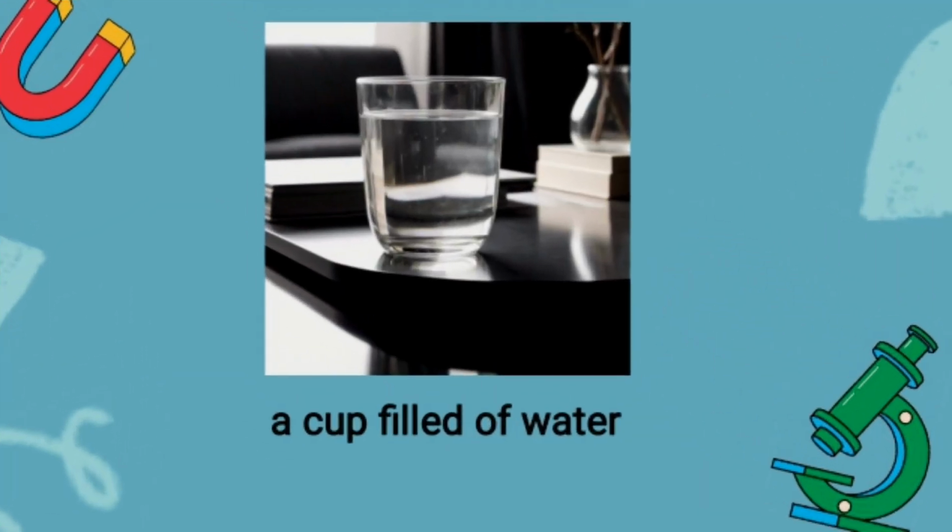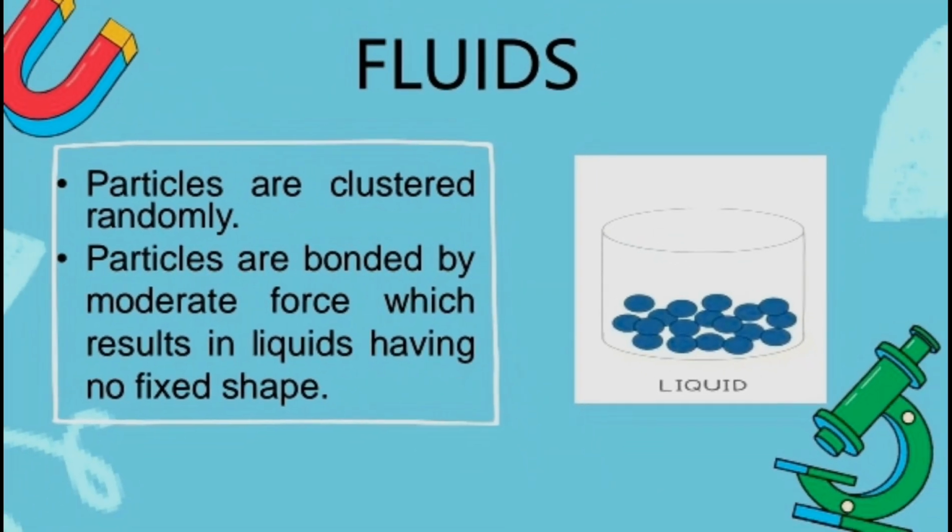Now, let's proceed to fluids. Imagine the cup is filled with water. As we observe, the water immediately takes the shape of the cup. Based on the illustration, in the molecular structure of liquid, particles are clustered randomly. Particles are bound by moderate force, which results in liquid having no fixed shape. As we observe in the illustration, the molecules in fluids are close to each other but can move freely, which allows the water to flow and adapt the shape of the cup.